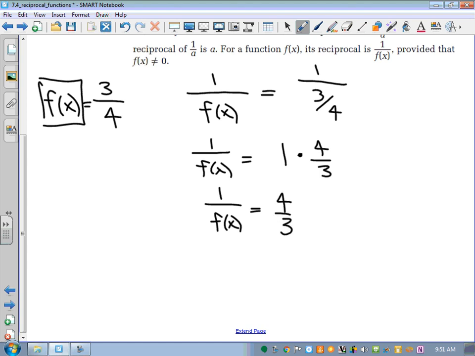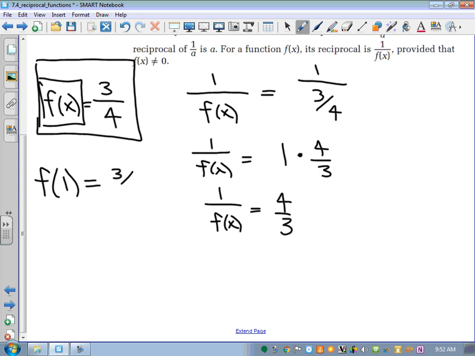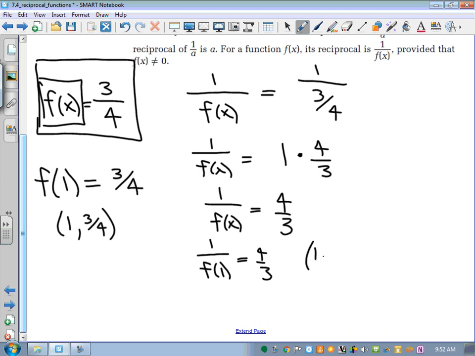Now, the reason we care is, just as a quick example, this is a general idea that the value of the function is 3/4. But what if we said the function f evaluated at 1 is 3/4? Well, really what we're saying is that 1 comma 3/4 is on the graph of function f. Now, we can make a very similar statement with what I did over here. So I'm going to say that 1 over f of 1 is equal to 4/3. Now, what that means is that 1 comma 4/3 is on the graph of the reciprocal of the function. And that's going to be really important.